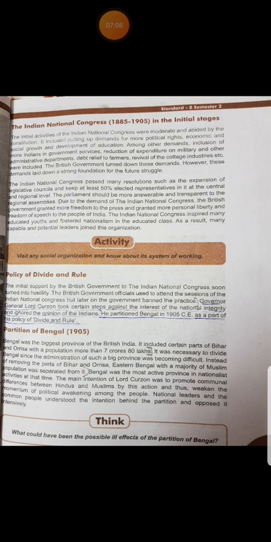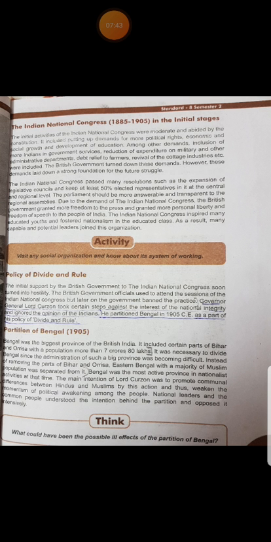East Bengal has become Bangladesh now. Today we know it as Bangladesh, and in this there were more Muslims, and like this Lord Curzon separated Hindu and Muslim. Partition of Bengal, 1905. Bengal was the biggest province of British India. It included certain parts of Bihar and Orissa with a population of more than 7 crores 80 lakhs.